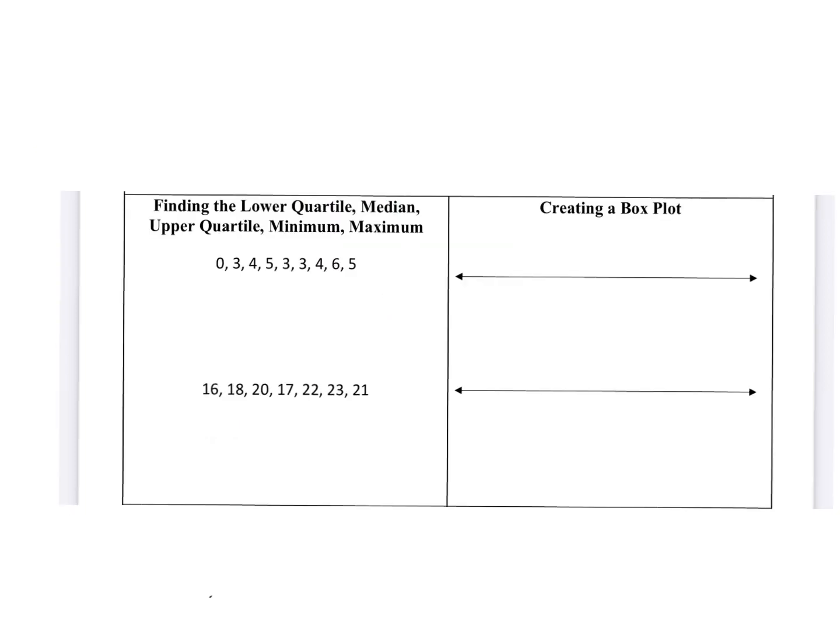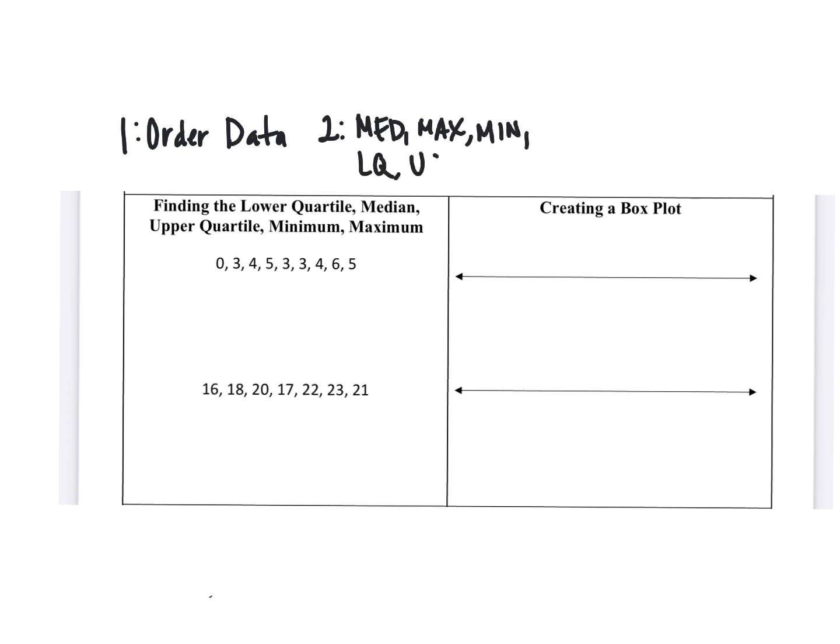Okay, so let's go ahead and work with creating a box plot. The first thing you always do, step number 1, is order the data. And then you're going to find the elements. So step number 2, you'll find the median, the max, the minimum, the lower quartile, and the upper quartile. You'll find all those elements, okay?